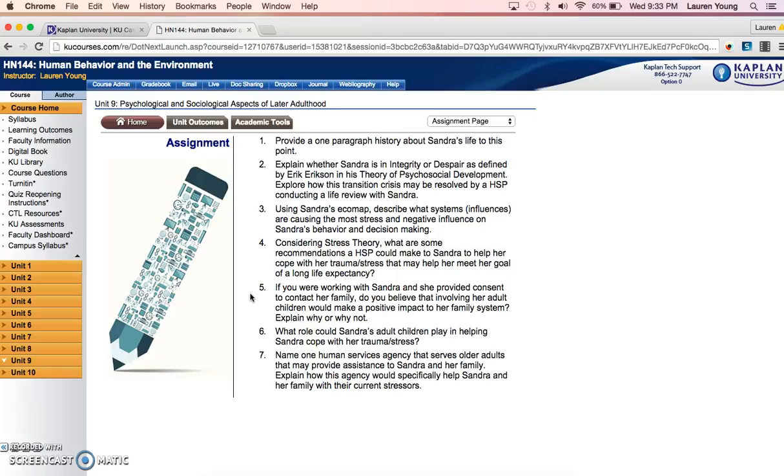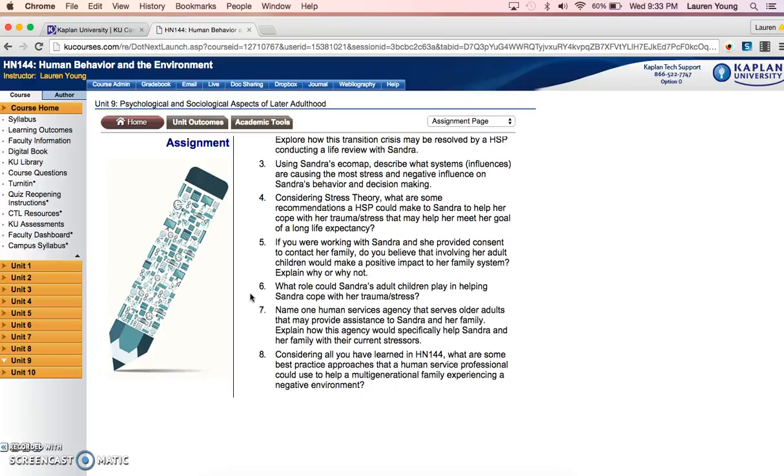For your fifth paragraph, you will be working with Sandra and asking for consent to contact her family. If she gives it, do you believe that involving her adult children would make a positive impact to her family system? Why or why not? In your sixth paragraph, you will explain what role Sandra's adult children play in helping Sandra cope with her trauma and stress. In your seventh paragraph, you will look at one human service agency that you believe could assist Sandra and her family. Explain how this agency that serves older adults could specifically help Sandra and her family with their current stressors.